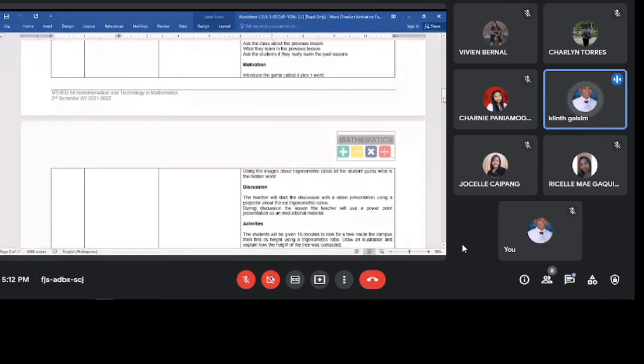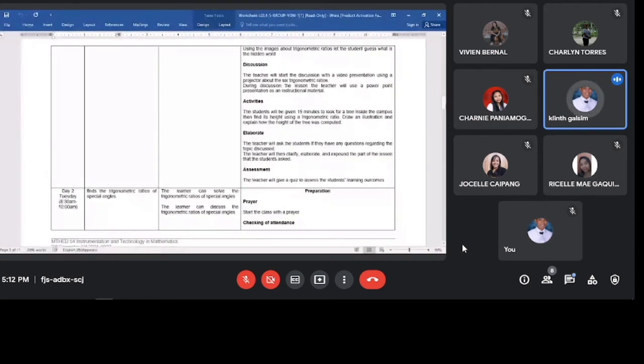Next, for our activities, the students will be given 15 minutes to look for a tree inside the campus, then find its height using a trigonometric ratio, and draw an illustration and explain how the height of the tree was computed. Then the teacher will elaborate on the discussion and ask the students if they have any questions regarding the topic discussed, and the teacher will clarify, elaborate, and expound the parts of the lesson that students ask about.